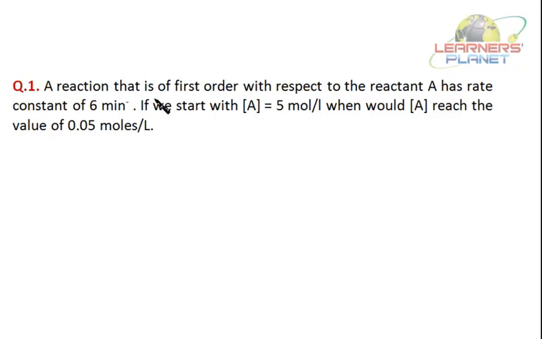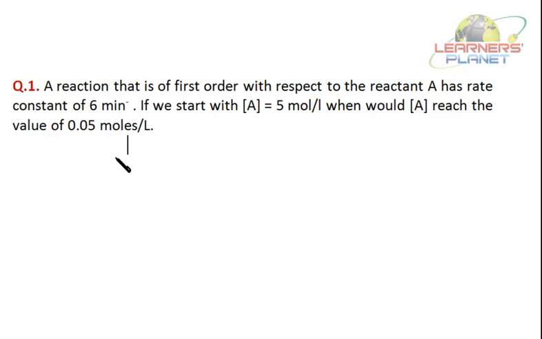A reaction that is of first order with respect to the reactant A has a rate constant of 6 per minute. If we start with A, that is 5 mole per liter, when would A reach the value of 0.0405 moles per liter? So we have been provided with the value of K, the initial concentration and the final concentration. What is asked is the time. Can we easily calculate the time? Just write the integrated rate equation for the first order reaction.